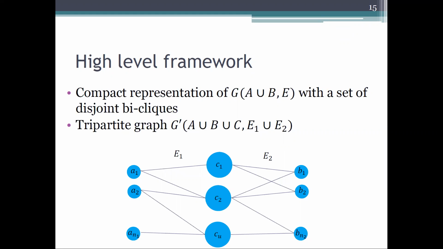Instead, we use a compact representation of the graph G with a set of disjoint bicliques. In particular, we define a tripartite graph G prime, where in addition to the set of nodes A and B, it has a new set of nodes C that represents the bicliques. Furthermore, E1 is the set of edges from nodes in A to the bicliques, and E2 is the set of edges from the nodes B to the bicliques. In the example here, the biclique C1 contains the point A1 from set A, and the points B1 and B2 from set B, meaning that A1 is close to both points B1 and B2.